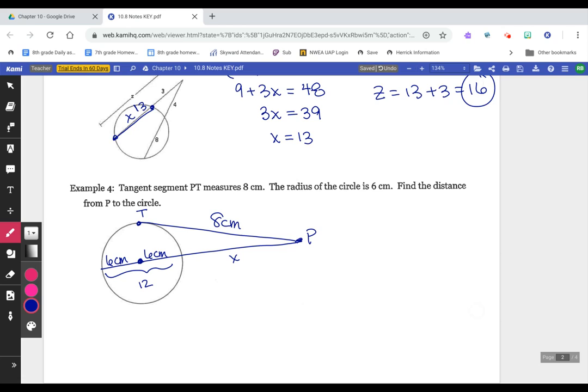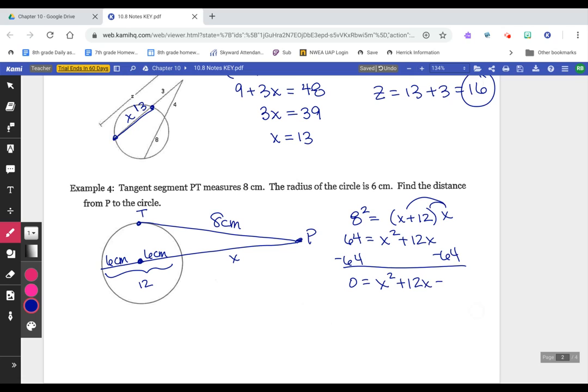So the tangent squared, 8 squared, is equal to the entire secant, which would be x plus 12, times the external part, which would just be x. So when we distribute this, well, let's square 8, which is 64, equals x squared plus 12x. So now let's subtract 64 to make it equal to 0. So we have 0 is equal to x squared plus 12x minus 64. And then this can be factored.